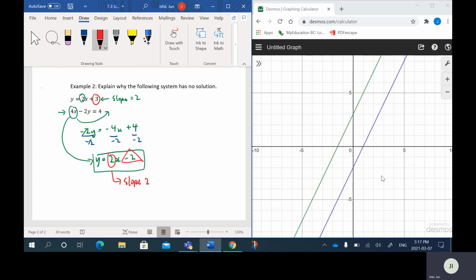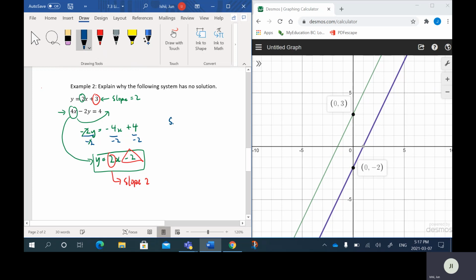So we have two different y-intercepts: positive 3 for the first one, and negative 2 for the second one. If you have two lines with the same slope but different y-intercepts, then those two lines will never cross. And therefore, the system itself will not have any solution. I'm going to write that out here.